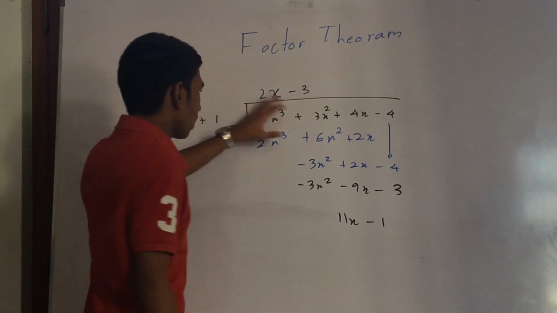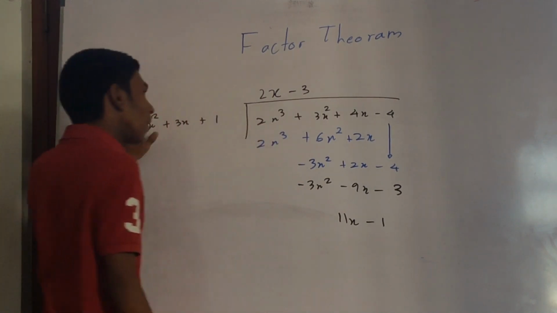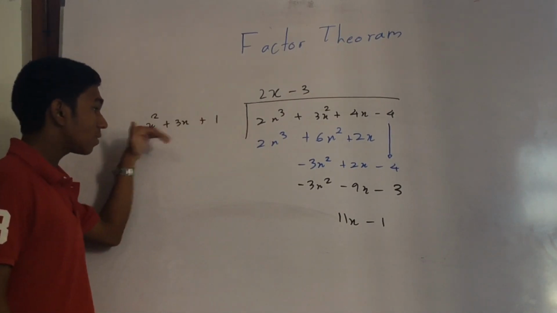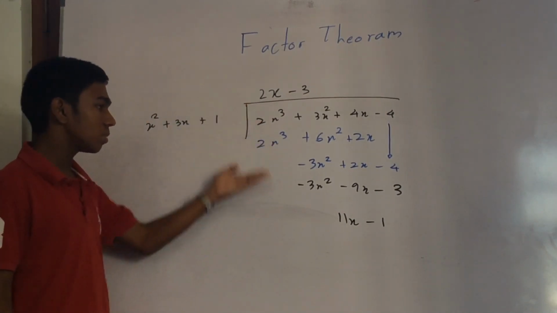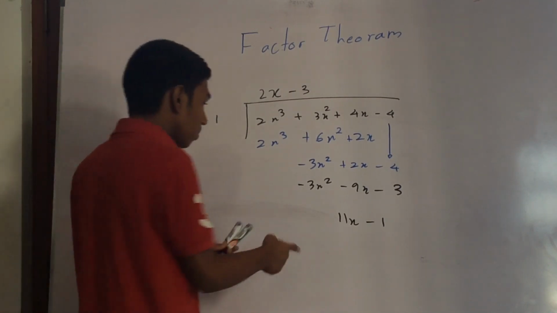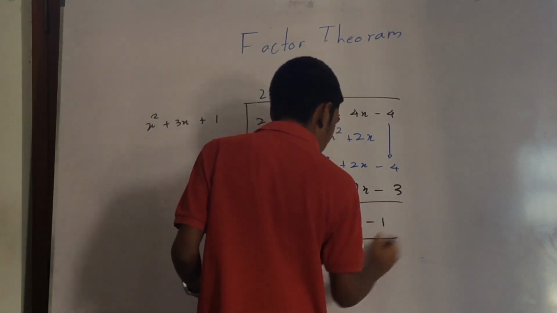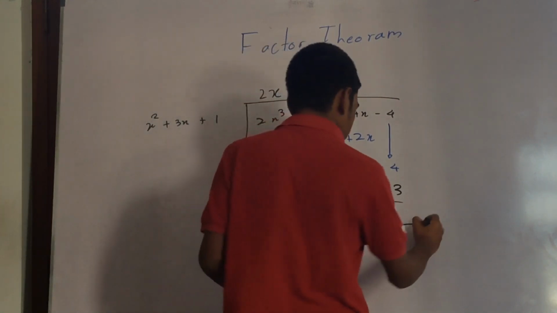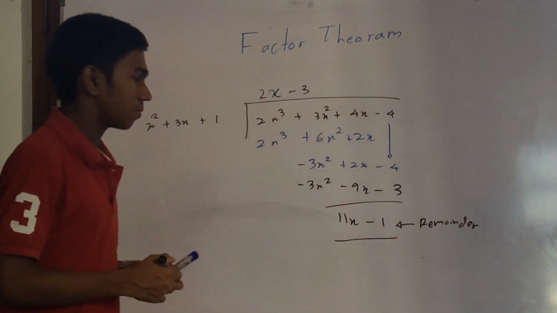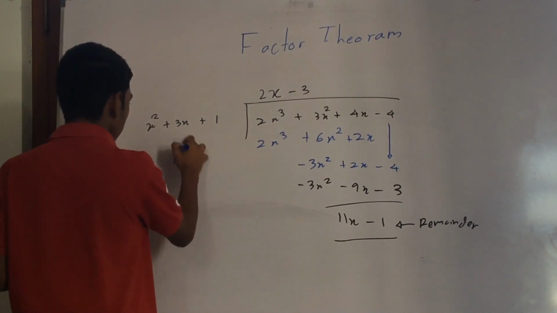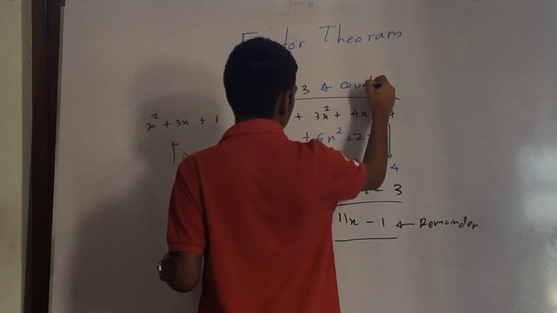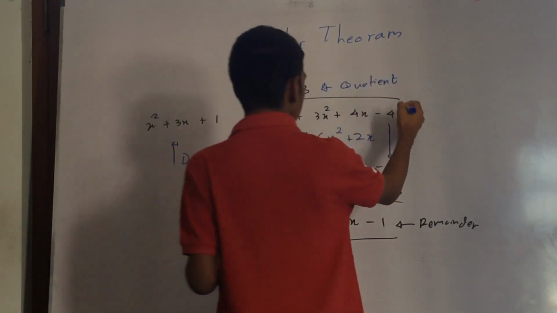Normally the degree of this side should be either higher than the degree of the divisor or equal to the degree of the divisor. It's 3 and 2, it's 2 and 2. It should be either higher or equal. It's lower than the degree of the divisor, so we can't divide. So here it will be a remainder of 11x minus 1. Here it will be the remainder. Okay? And here we have the divisor, and as I told earlier, this is the quotient. This is the dividend.